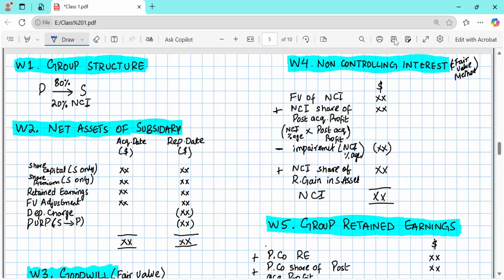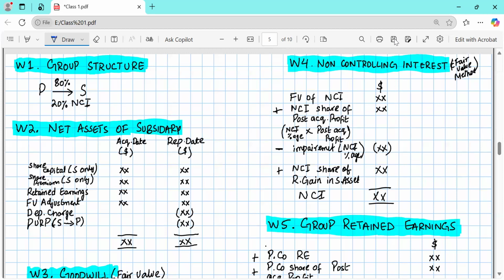Okay. So whenever you get the question of the CSOFP, the first thing that you need to do is to prepare the group structure, to do the workings. And the first working is group structure. You have to identify how the group looks, how much of the subsidiary company the parent is holding, what the NCI is, and if there is any associate company, how much of the associate company's share you are holding.